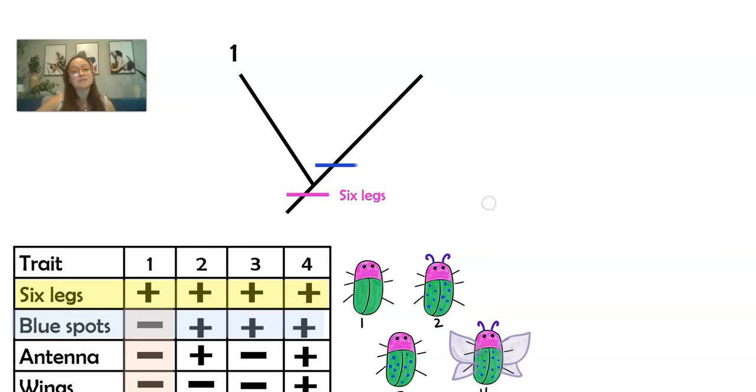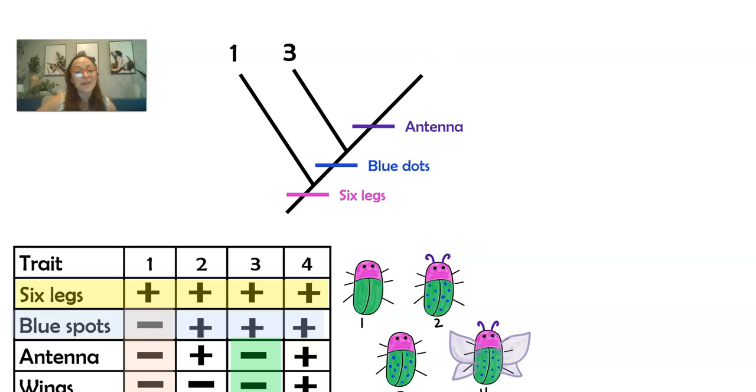Then I look at blue spots. So the remaining 3 species all have blue spots. So on this line right here, this is like a shared evolutionary past. So blue spots arose in an ancestor to species 2, 3, and 4. It is a shared derived trait in those 3 species. However, when I look at species number 3, it doesn't have anything else in common with species 2 or 4. It really only has those 6 legs and blue spots. So there's a divergent, a speciation event, basically, is what has happened here. Then we have antenna is next.